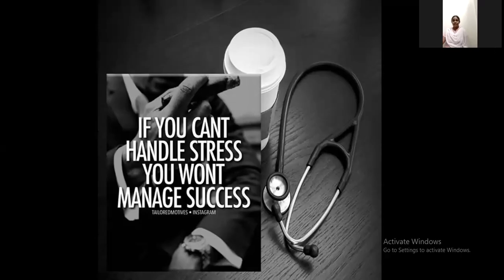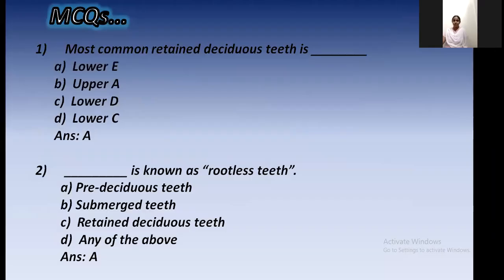Ending this class, moving on to MCQs. Most common retained deciduous teeth is dash. Options: option A, lower E, option B, upper A, option C, lower D, and option D, lower C. Most common retained deciduous teeth is option A, lower E, that is the mandibular second deciduous molar.